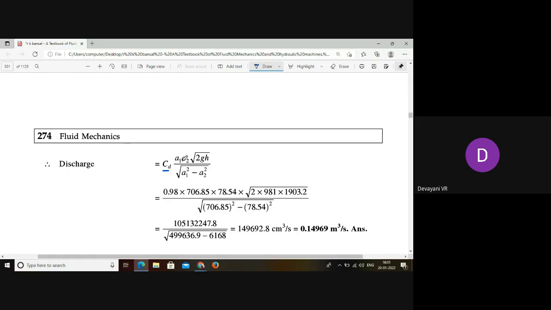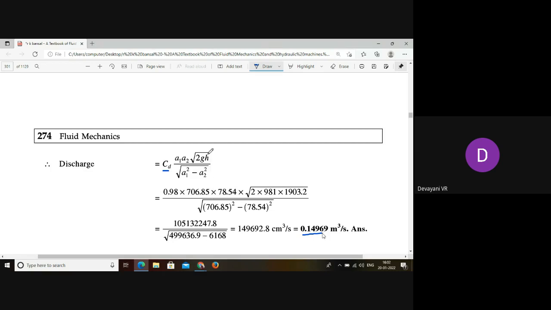in terms of centimeter square and A2 in terms of centimeter square, into root of 2 into g value 9.81 meter per second square. Converting into centimeters, the value will be 981 centimeter per second square. And multiplying with head in terms of centimeters, 1903.2, divided by root of A1 square minus A2 square. Substituting all the values, we get the discharge value as 0.149 meter cube per second. Right? So is it clear, guys?